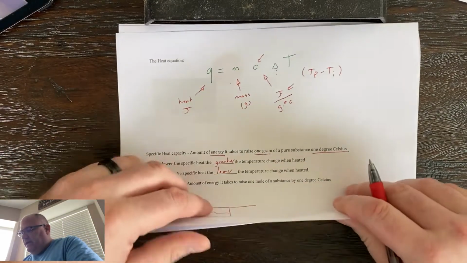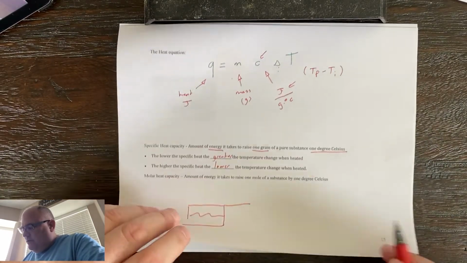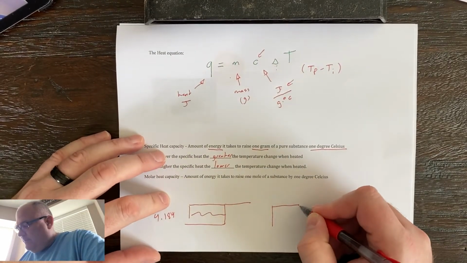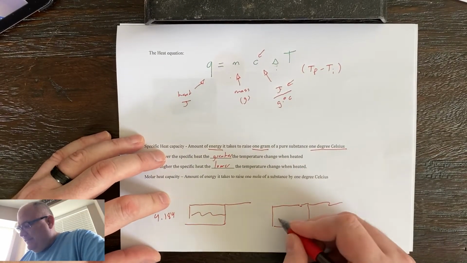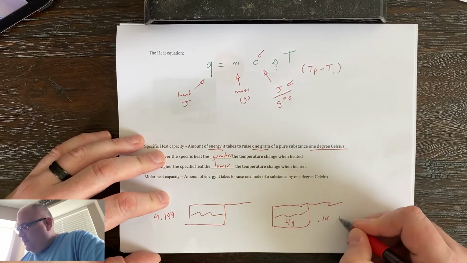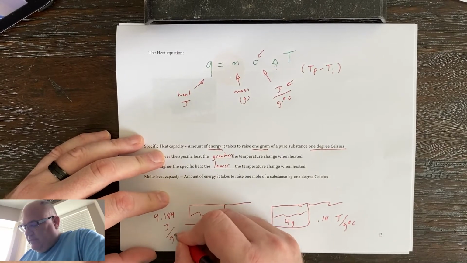And on the previous page, and I'm going to just glance back, let's take mercury, because who doesn't like to boil mercury in their home, right? Let's take the most deadly thing that we can think of. This is mercury, and mercury has a 0.14 joule per gram degree Celsius.